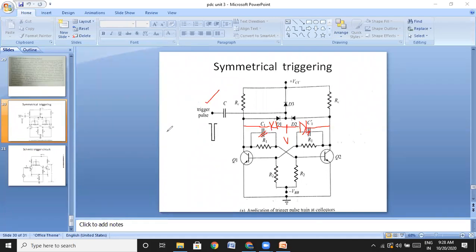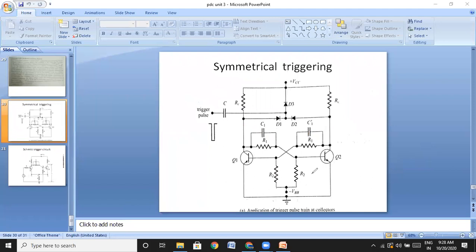In the function generator we are going to use a square wave as the input. If we apply triggering pulses here and connect a CRO here, you may get this type of waveforms, on and off waveforms. This is your bistable multivibrator, and this is nothing but a collector coupled one.